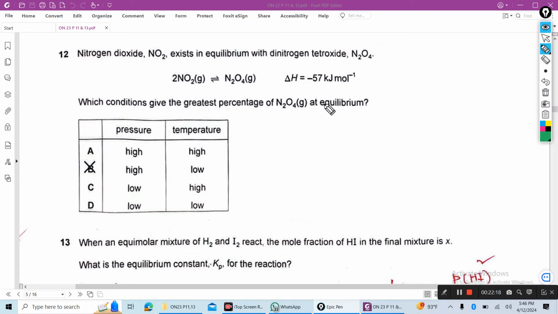And as the reaction is exothermic, if you decrease temperature, if you use low temperature, equilibrium will go from left to right, so more dinitrogen tetroxide will be produced.